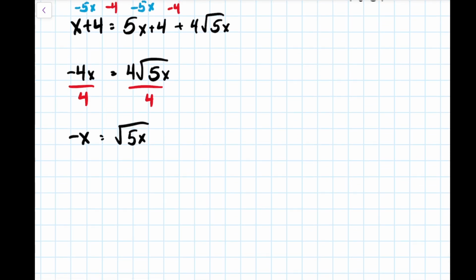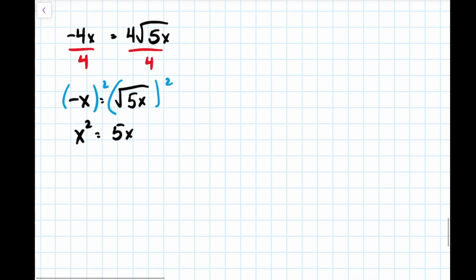So we're going to square both sides, because we've isolated our root at this point. So on the left, we've got x squared, and on the right, we've just got 5x. So we're going to move everything to one side of the equation because this is quadratic. So we're going to subtract 5x on both sides, which is going to get me x squared minus 5x equals 0.